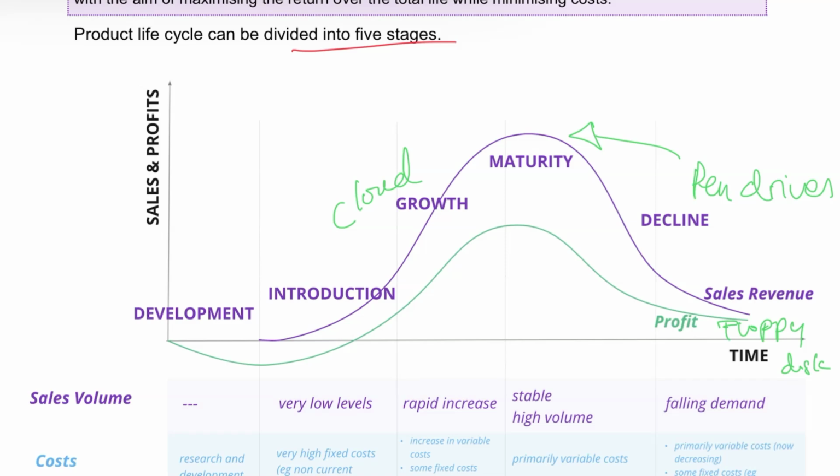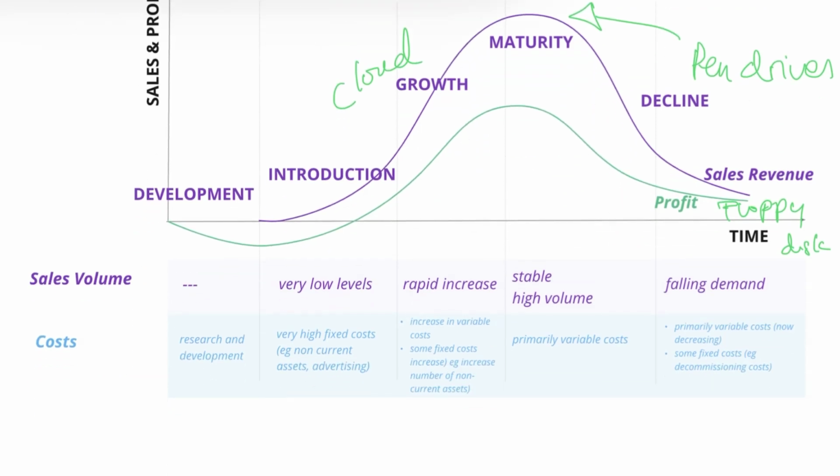For an example, at the development stage, cost will be research and development cost, or we can say R&D cost. Then at introduction, we will have a high amount of fixed cost because we just started, we're not selling many units, very low levels of sales, so fixed cost will be high. At growth stage, we have fairly started to cover our fixed cost, but the main cost will be from our variable cost. We'll see increases in variable costs.